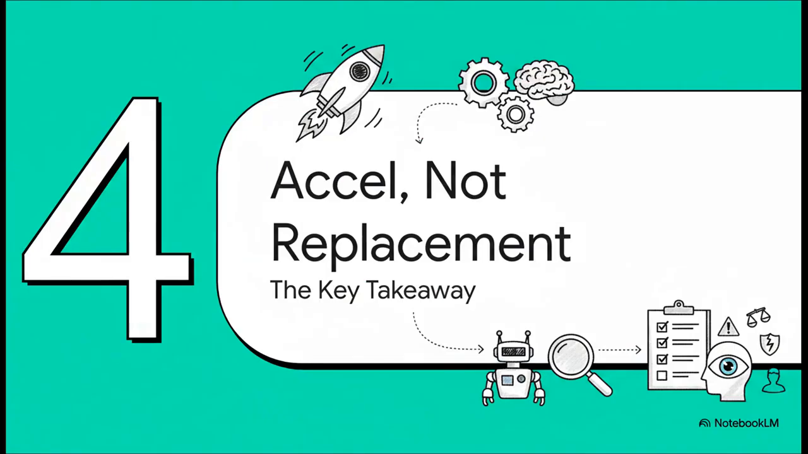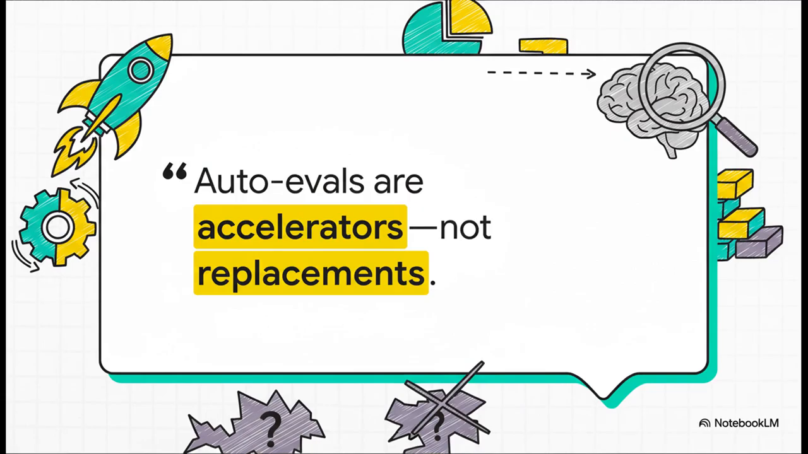So what's the big takeaway here? What's the bottom line? Well, it all comes down to understanding the proper role this tech should play in your workflow. And the core message, the thing to really remember, is this. Auto evals are accelerators, not replacements. Think of them like the gas pedal in your car. They give you incredible speed, for sure, but you absolutely still need the steering wheel. That's your human review watching for bias. And you need the brakes. Those are your golden datasets to keep you from crashing.